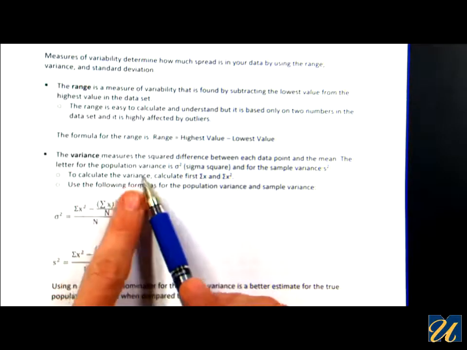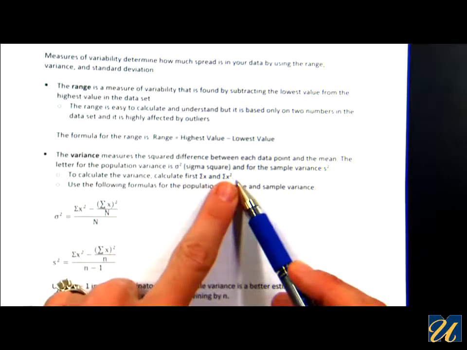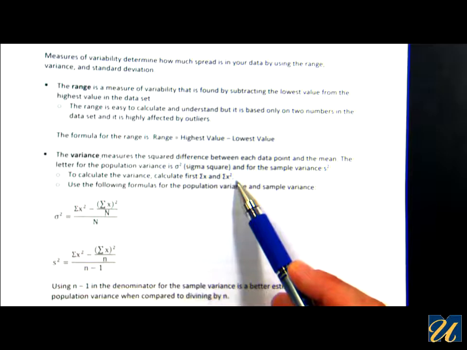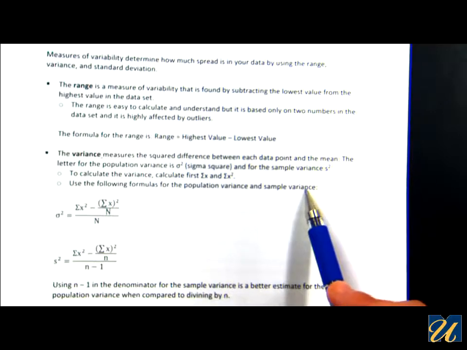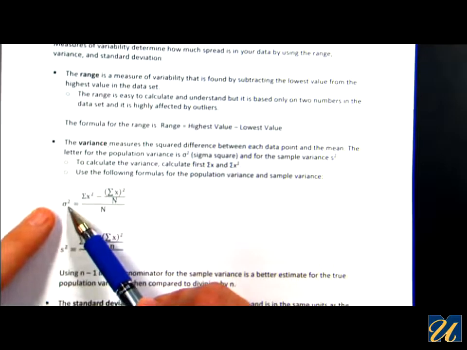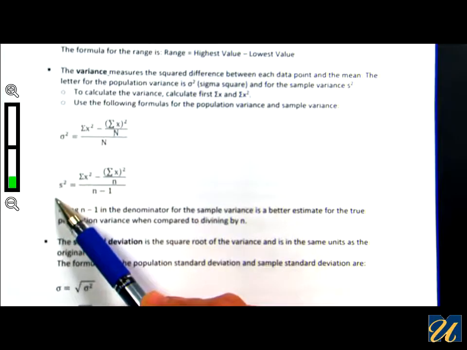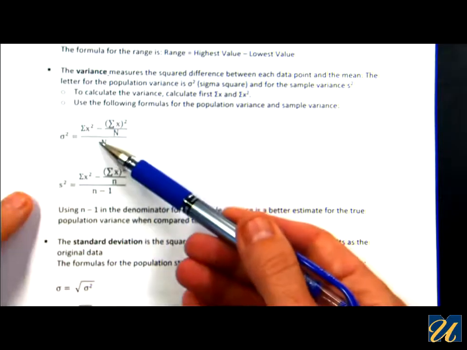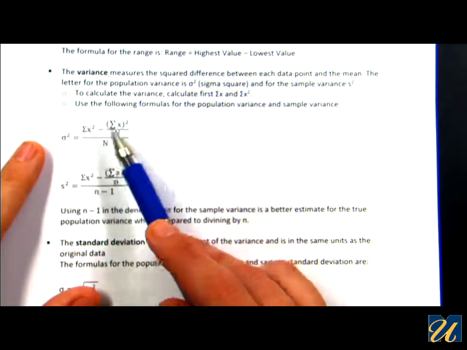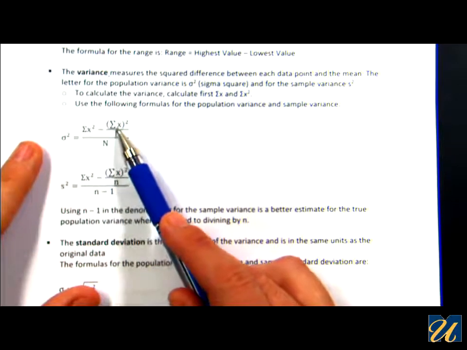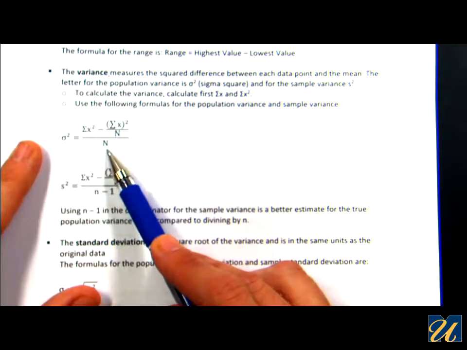To calculate the variance, we first calculate the sum of all the entries, and then the sum of all the squared entries. We will be using the computation formula to calculate the population variance and the sample variance. Once again, population variance, sigma squared, sample variance, S squared. For the first formula, for the population variance, we take the sum of the square entries minus the sum of all the entries squared over the population size, and all of this over the population size.